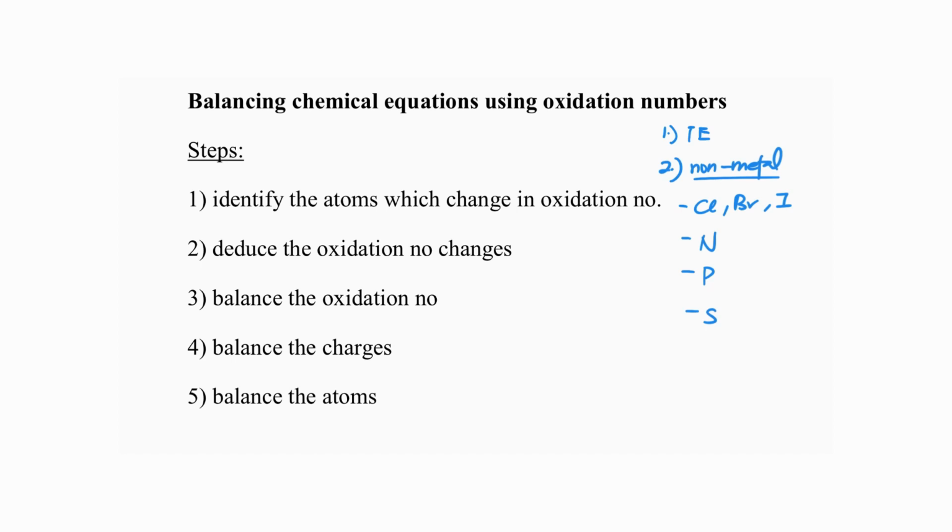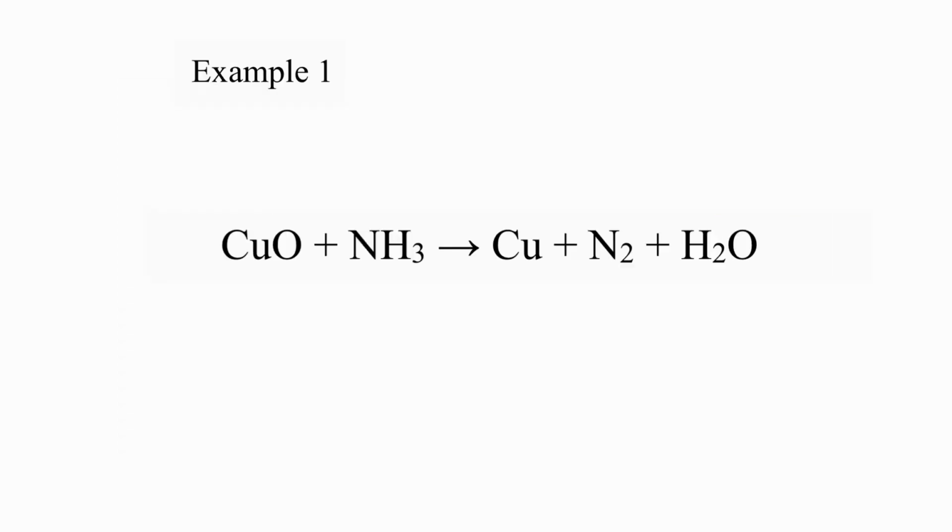Then we have to deduce the oxidation number changes to balance the oxidation number. After balancing oxidation number, we will need to balance charge for an ionic equation, where we have ions involved in the equation. If not, we could skip this step and move on to the last step to balance the atoms. So let's use example 1 in making use of oxidation number to balance this equation.